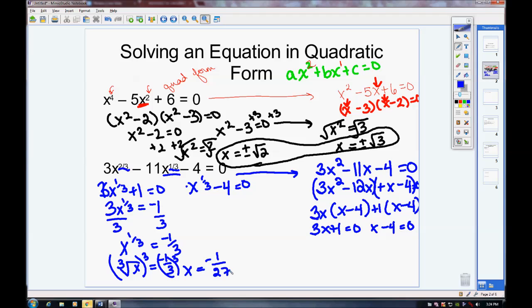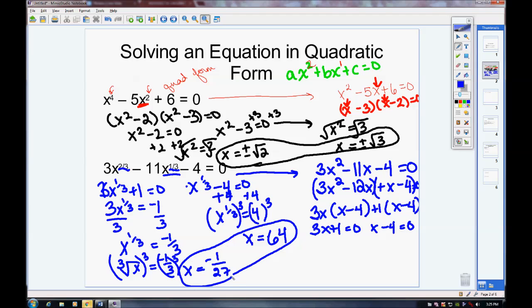Okay. Doing the same thing here, adding 4, x to the 1/3 equals 4. I'm going to cube both sides because it's the cube root. So we get x equals 64. So these are my two answers.